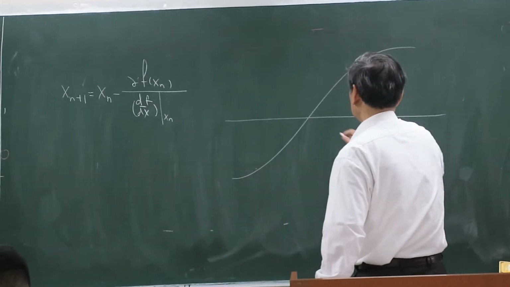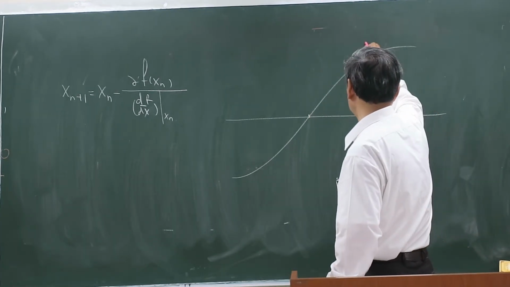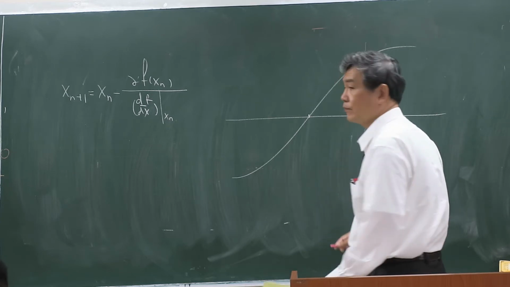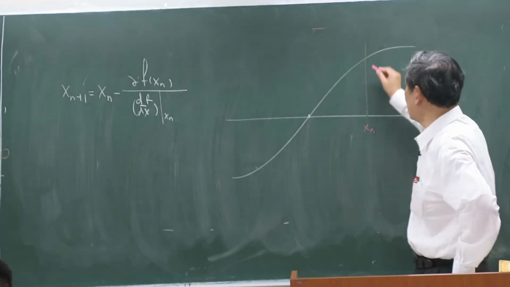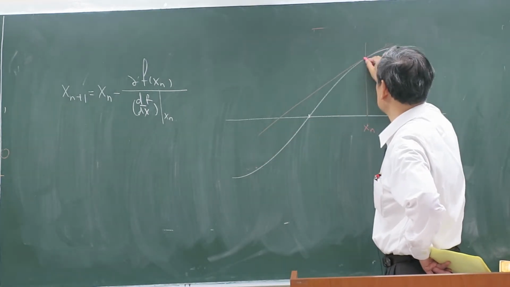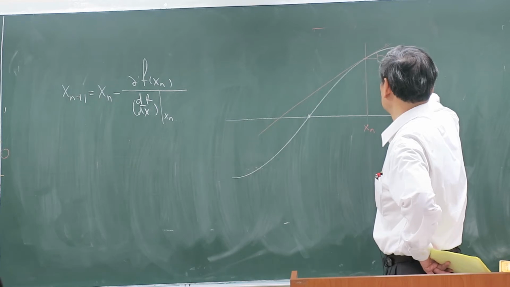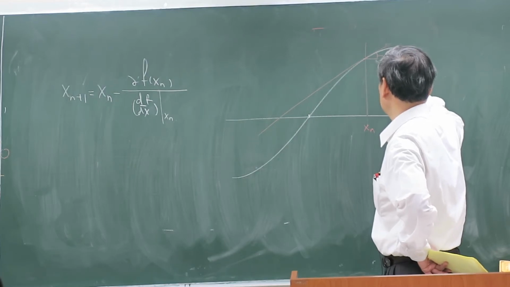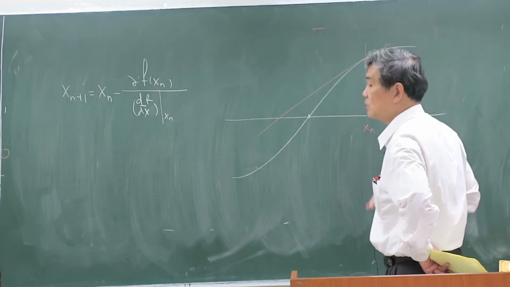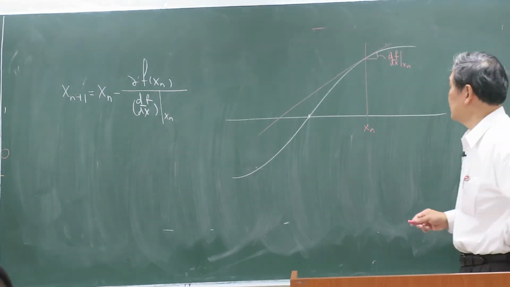For example, this is my solution. I have xn. Okay, then I get the tangent. This is df/dx at xn, the slope, right? Slope.